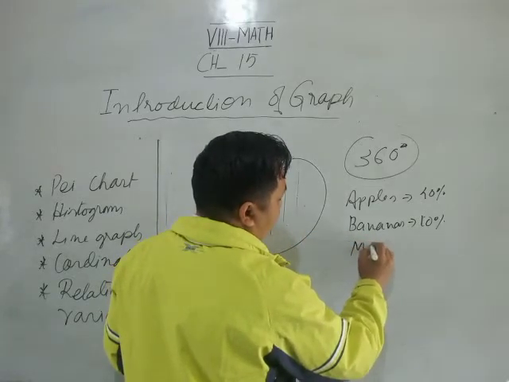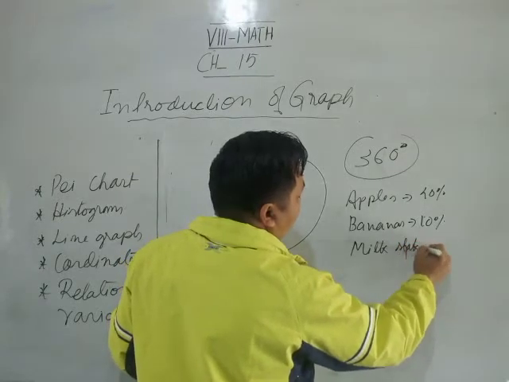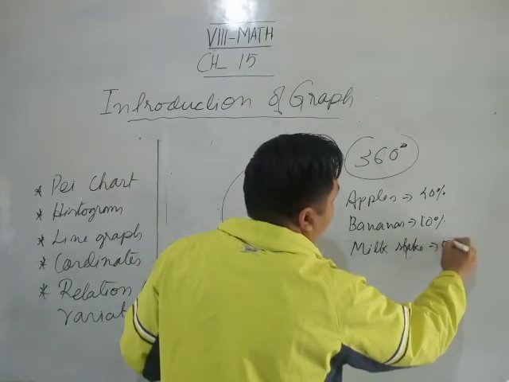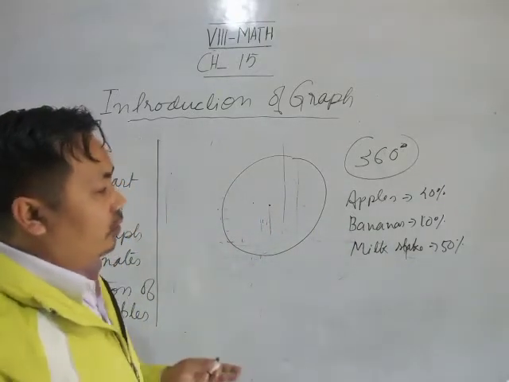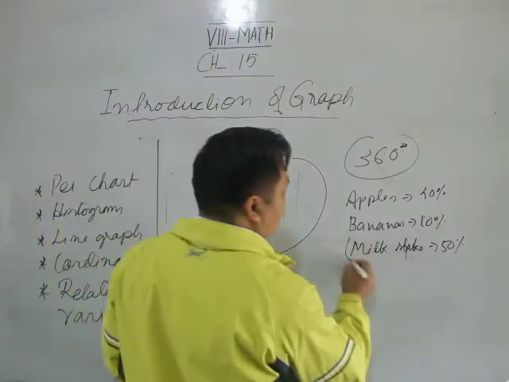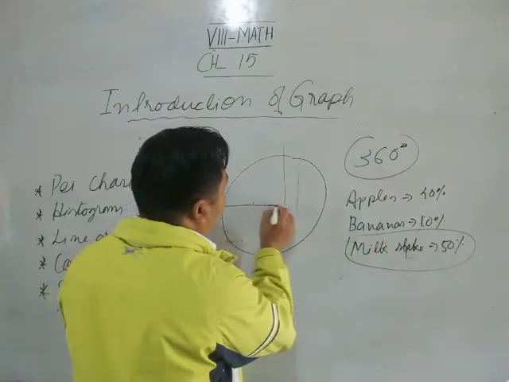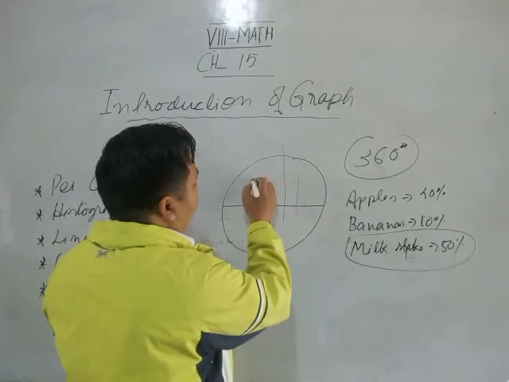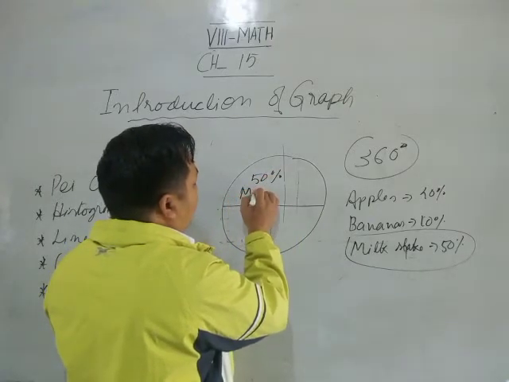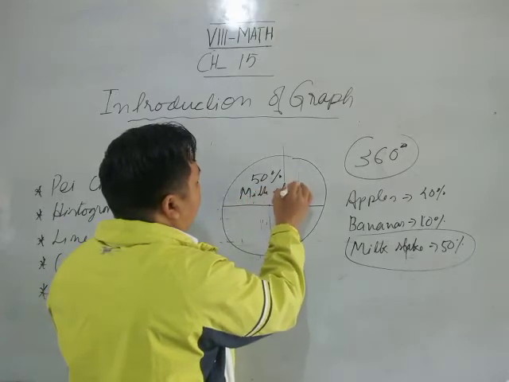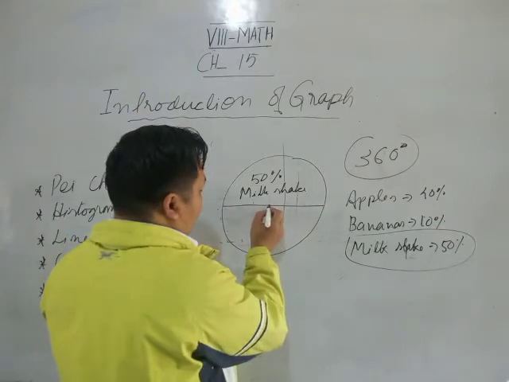Milkshake. So 50% of the students like milkshake. So this is going to be represented by the pie chart. How will we do it? First of all, let us take this milkshake. This is 50%. You know 50% is half of this whole. So this is 50%, and it is the students who like milkshake, isn't it? Milkshake. Okay, clear. Then 40%.